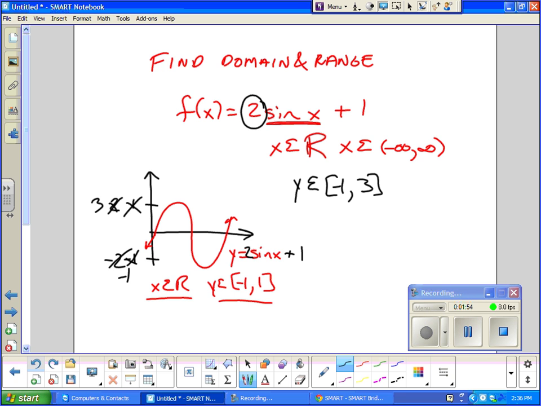All right? And again, if you think of 2 times the range, that would go -2 to 2, and then you shift it up 1, you get back. That's another way to look at it.